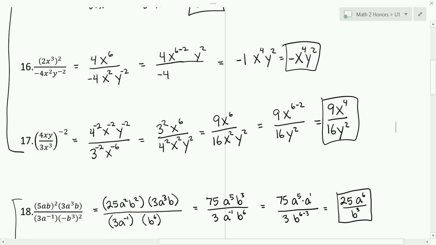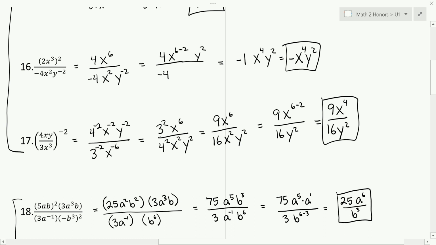Okay. So when you have a lot of things to do, right, there's a lot of steps to take. Sometimes it matters what steps you take first. Sometimes it doesn't. But in this one, you have to deal with the exponent outside the parentheses first. And so that's what you see me doing here. The 5ab is all squared. And so I make that 25a squared b squared. The negative b cubed is squared. So that negative squared, it becomes a positive because negative 1 times negative 1 is positive 1. And b cubed squared is b to the 6. So that was my first step.